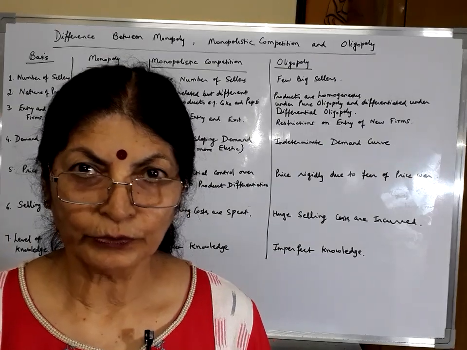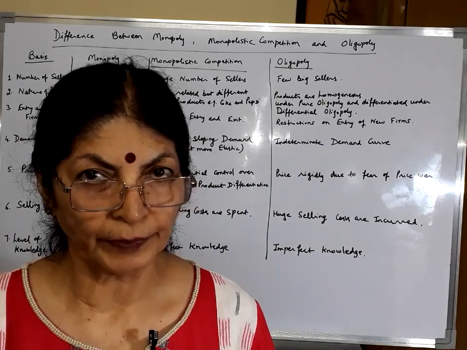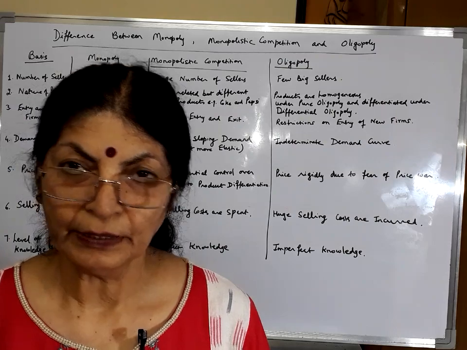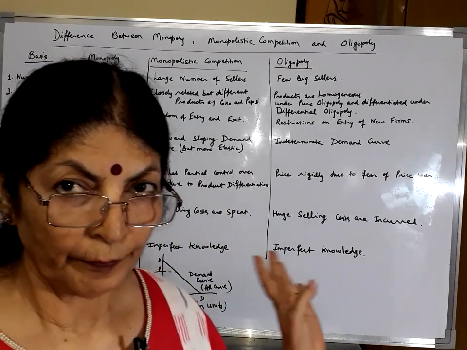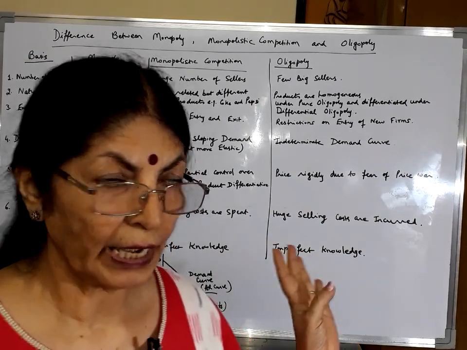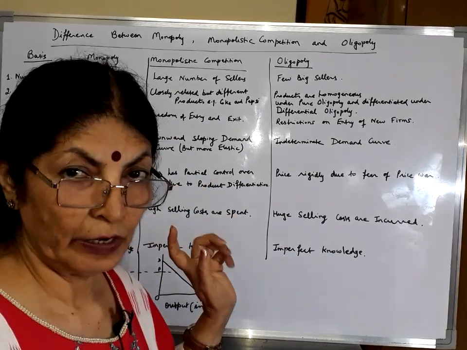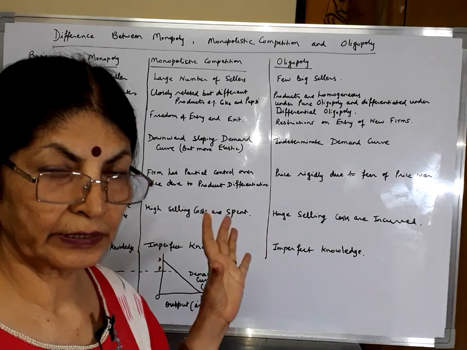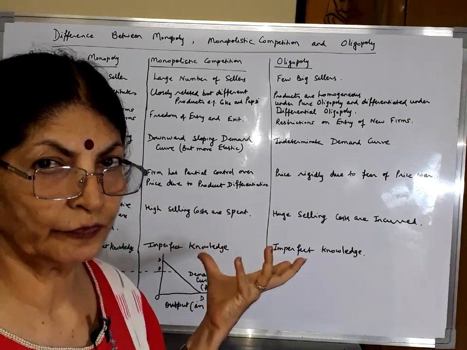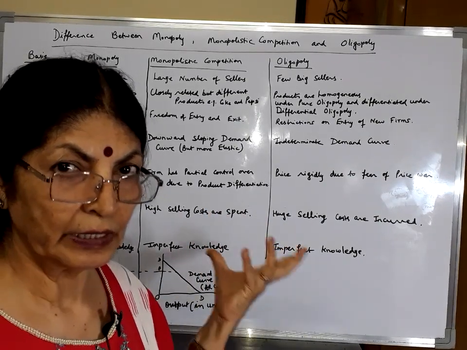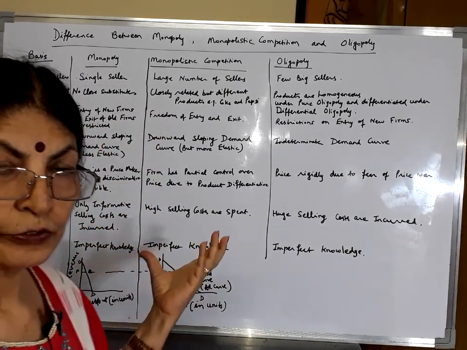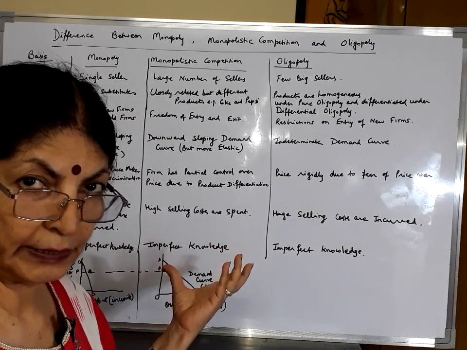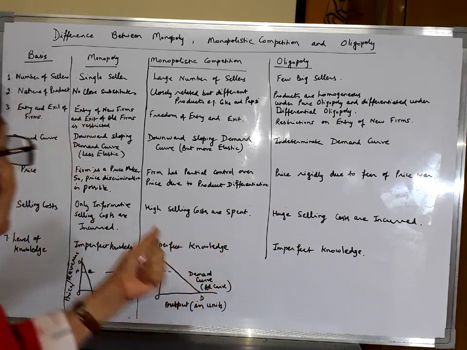Alright, now let us do the difference between monopoly, monopolistic competition and oligopoly. Perfect competition we have done in detail. So now monopoly, monopolistic competition and oligopoly. Of course, for this year's syllabus it is just a little bit of introduction of these three types of markets. So we have done it point-wise so that you are able to learn as well as understand them easily.